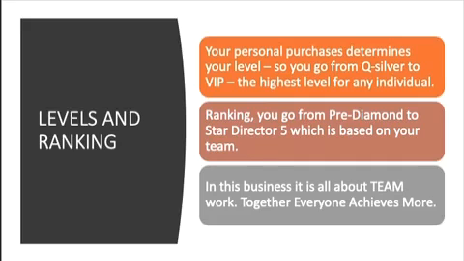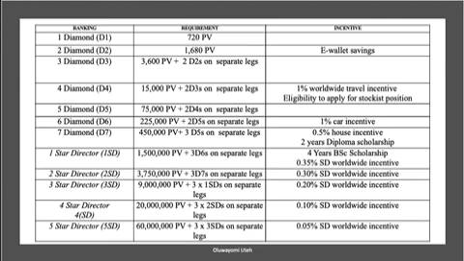So your personal purchase determines your level. You can go from Q Silver to VIP, the highest level for any individual. But in ranking, you go from pre-diamond to star director 5, which is based on teamwork. In this business, it's all about teamwork. Together, everyone achieves more. So looking at the levels, I'll rush through this.